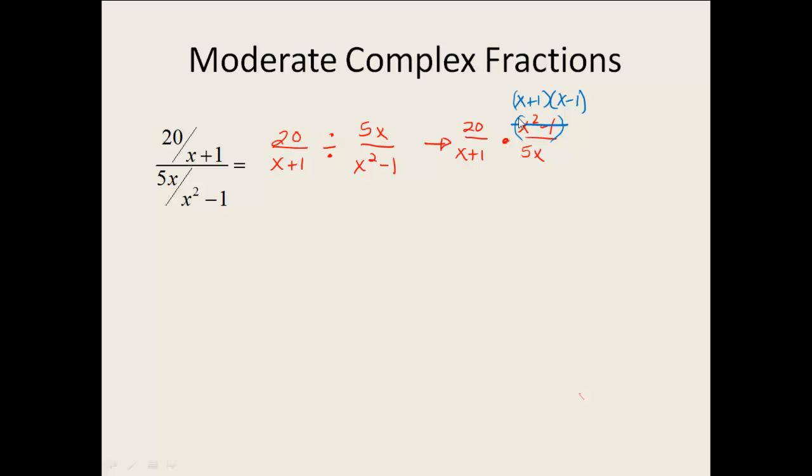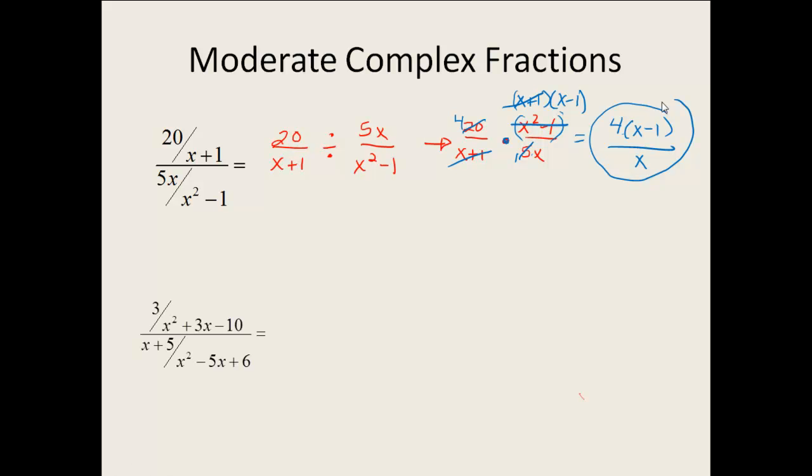Now I can see if there's anything I can cancel before going on. And remember, you can cancel anything on the top with anything on the bottom as long as we have a multiplication problem. So the 20 and the 5, I'm going to cross cancel and reduce to a 1 and a 4. The x plus 1 and the x plus 1 are going to reduce. I cannot cancel this x with that x from the x minus 1 because the x minus 1 is a family. You have to take it all or nothing. So what I'm left with on the top is 4 times x minus 1, and on the bottom it looks like I just have an x. So that would be my answer for that one.